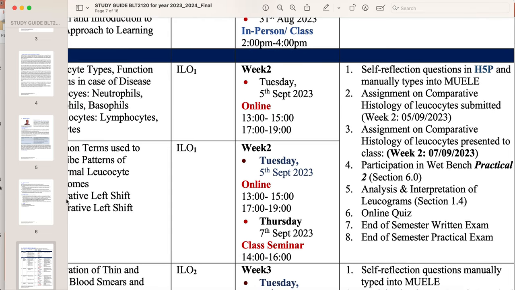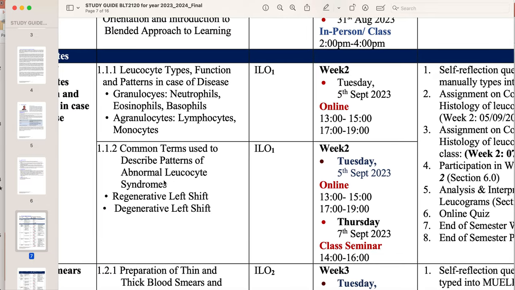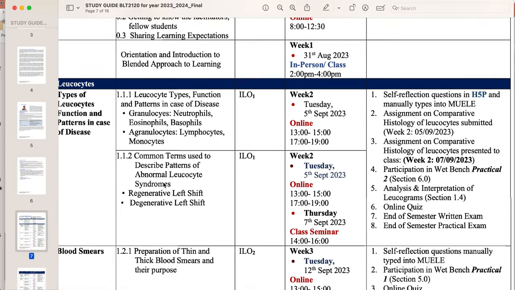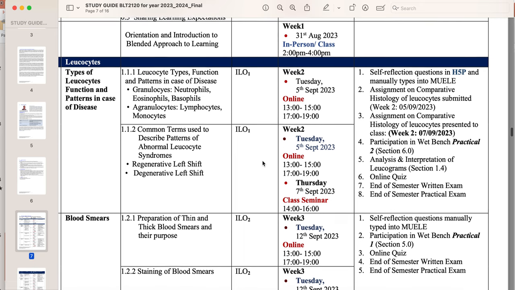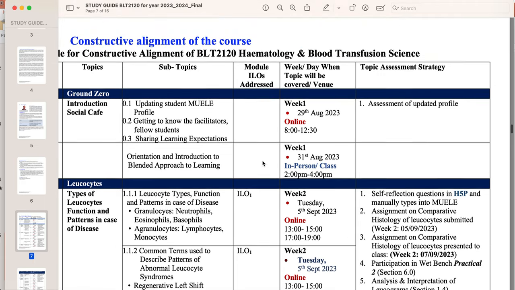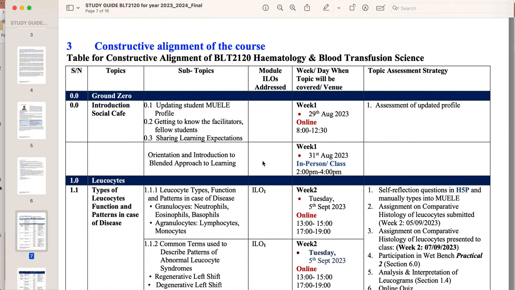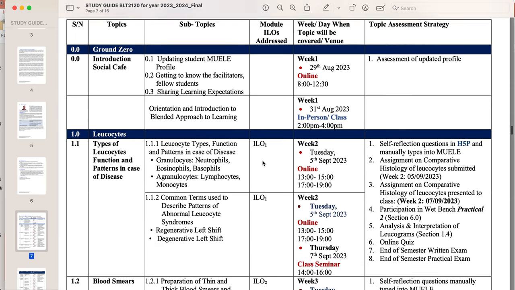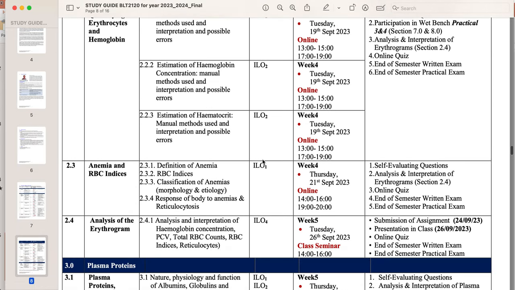So you're going to find the students are not going to approach me and ask me, is this topic going to be examined? How are we going to examine it? Is it going to come in the practical? All of this has been given to them already. So you can see the constructive alignment of the course for the students is actually a roadmap that's going to assist their learning. This is detailed and it's taking quite a number of pages.